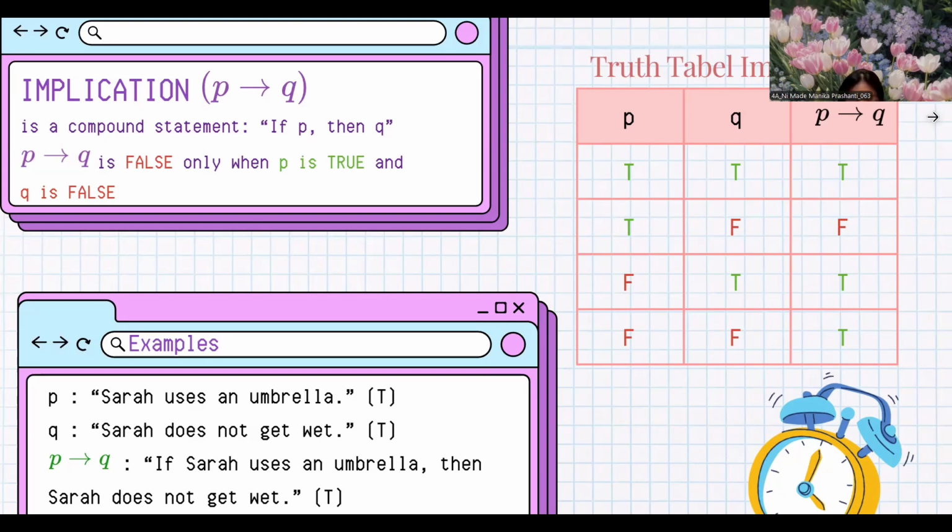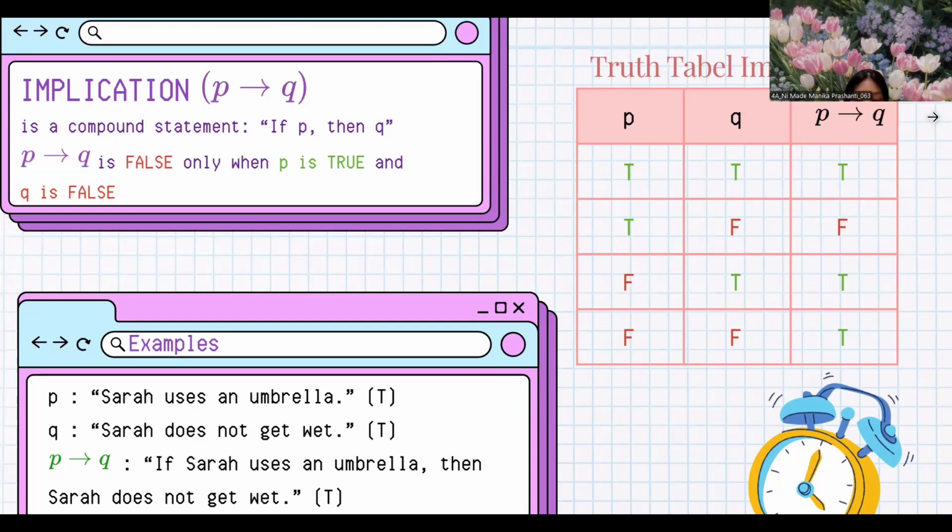Let's take a look at an example. Statement P: Sarah uses an umbrella. Assume this is true. Statement Q: Sarah does not get wet. Assume this is true. When we combine them, P right arrow Q: if Sarah uses an umbrella, then Sarah does not get wet. Because both parts are true, the entire implication is true.